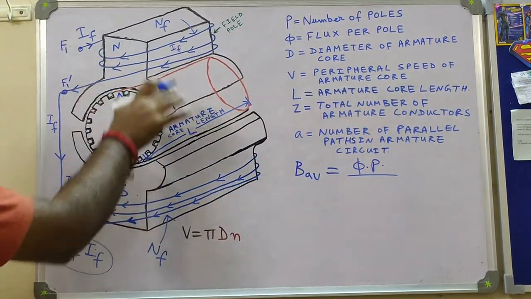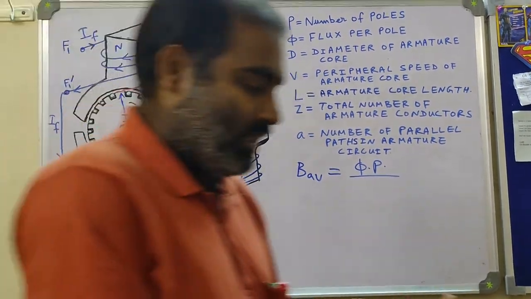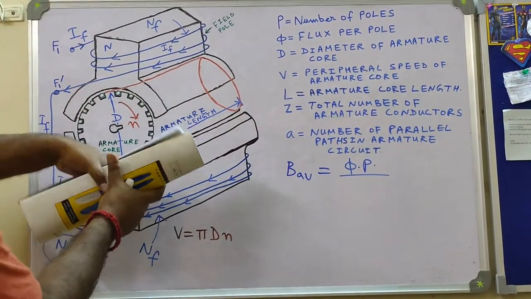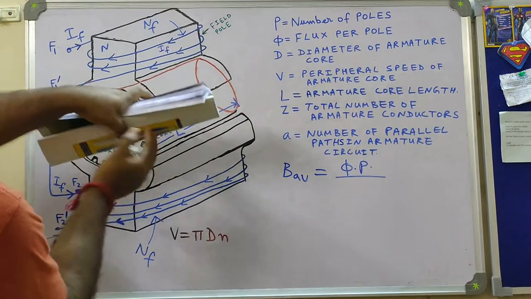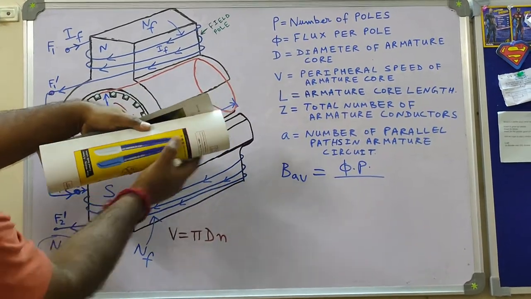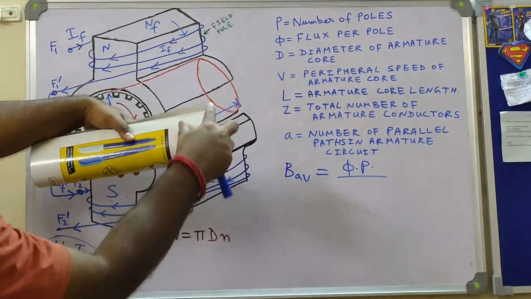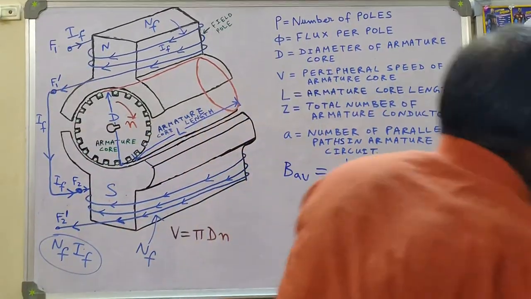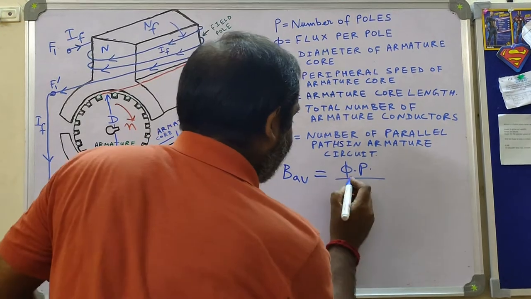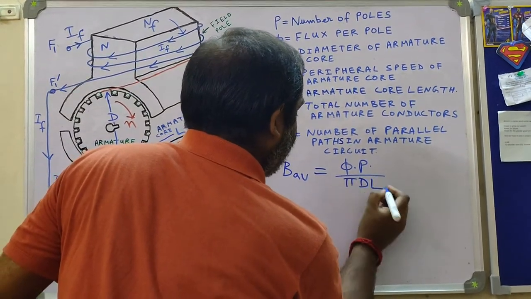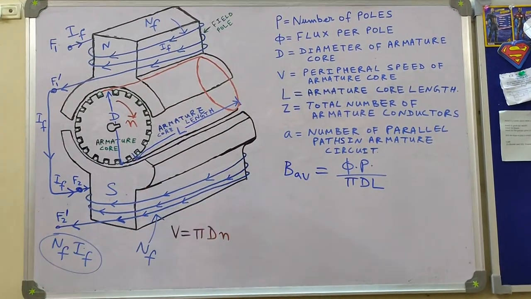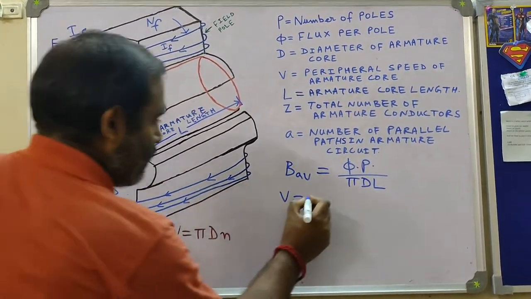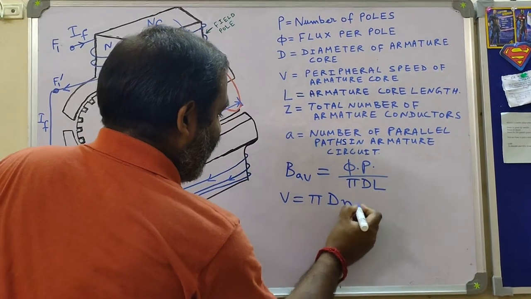What is the surface area? The surface area is, as I have said earlier, the area available for the flux to leave and enter, the curved surface area of the armature core. This is L and this thing is your pi D. So this is pi D into L. So we are dividing this by pi D L, that is P phi divided by pi D L. Okay. So this is our B average. What was our V? V was, we have derived earlier, pi D N.